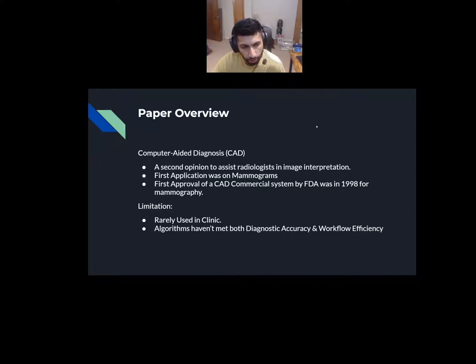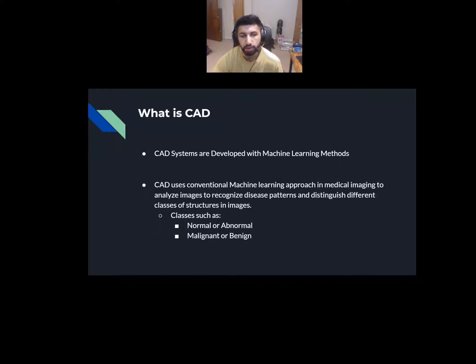Overall, the paper was about a computer-aided diagnosis tool. This essentially was a second opinion to assist radiologists in image interpretation. The first application of this was on mammograms, and it was approved in 1998 as the first approval of a commercial CAD system for mammography. The only limitation these colleagues had was that it was rarely used in the clinic, and it didn't have very strong diagnostic accuracy and workflow efficiency at the time it was created.